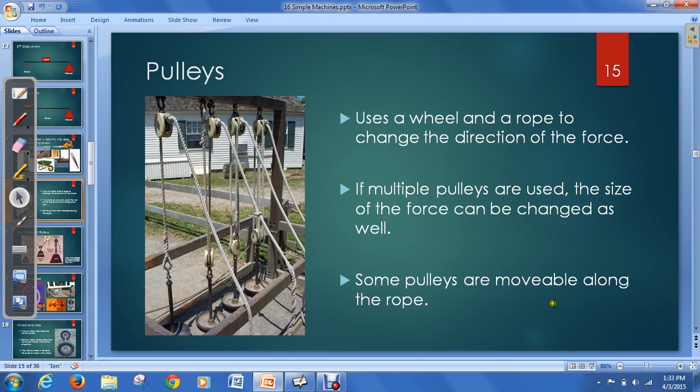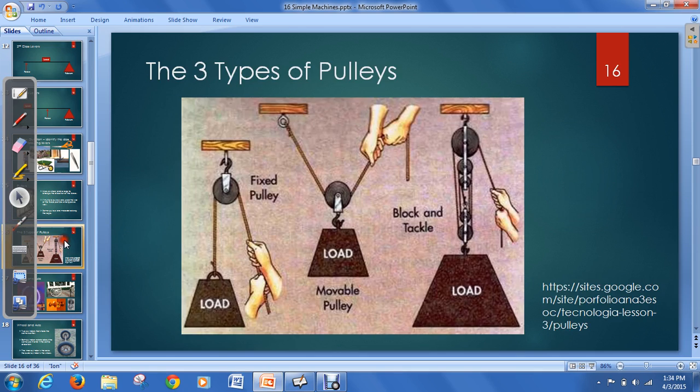And then some pulleys are movable along the rope. Think of a zip line, for example. The zip line actually moves along the rope instead of the rope moving along the wheel. So there's a couple of different types of pulleys, just like there were different types of levers. There's what we call a fixed pulley, which is generally what you think of, where you have the pulley staying where it's at, the load's on one side, and the force is pulling down on the other.